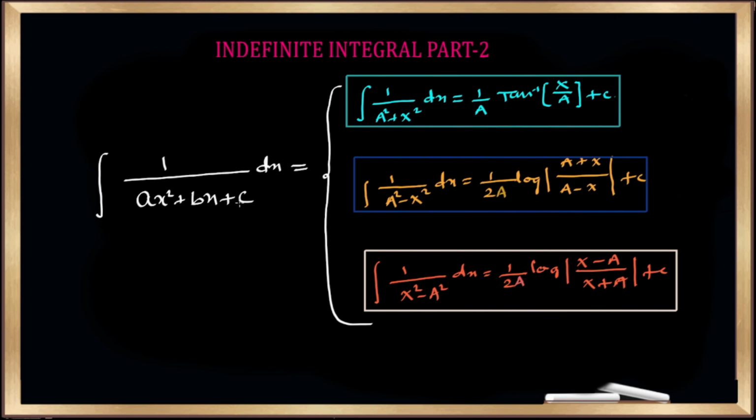If 1 by a quadratic expression can be written in the form of 1 by a square plus x square, then its integral is 1 by a tan inverse of x by a plus c. Or if it can be expressed as 1 by a square minus x square, then its integral is 1 by 2a log of (a plus x) by (a minus x) plus c. Or if it is 1 by x square minus a square, then its integral is 1 by 2a log of (x minus a) by (x plus a) plus c.